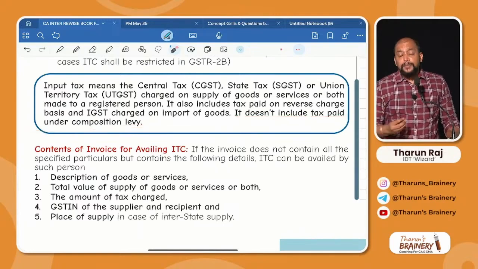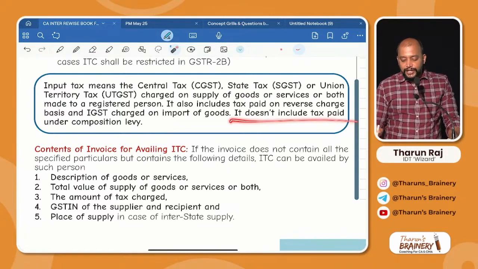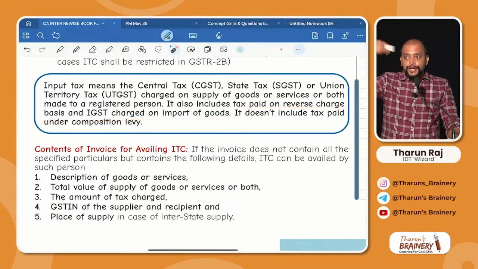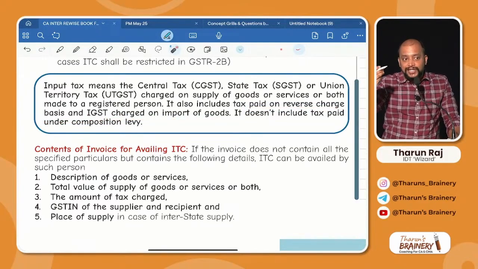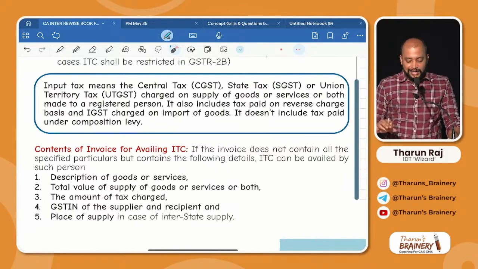First of all, a person who is opting for composition scheme should not charge GST to the customer. Even if they charge GST to the customer, we cannot take ITC. That is this: it does not include tax paid under composition scheme. It also includes tax paid on reverse charge. Even IGST on import of goods. On import of goods we pay some IGST in addition to customs duty. That IGST also can be taken as credit.